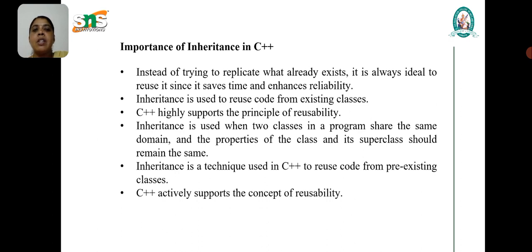Importance of inheritance: the use of inheritance is to replicate what already exists. Replicate means repeating the information we already have, so whenever required we can reuse it. That is the purpose of inheritance. It is used to reuse code from existing classes and supports the principle of reusability. It is used when two classes in a program share the same domain and properties. Inheritance is a technique used in C++ to reuse code of pre-existing classes, and it is an important advantage in the OOP concept.